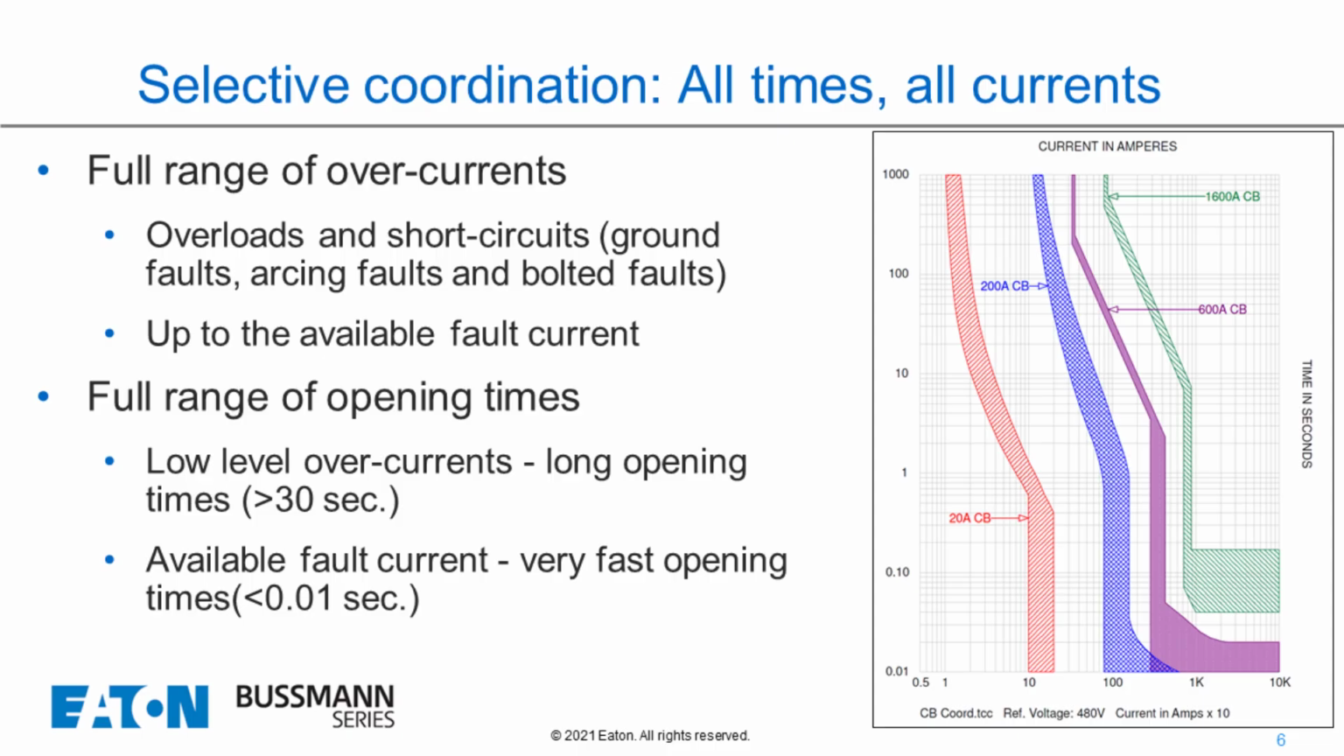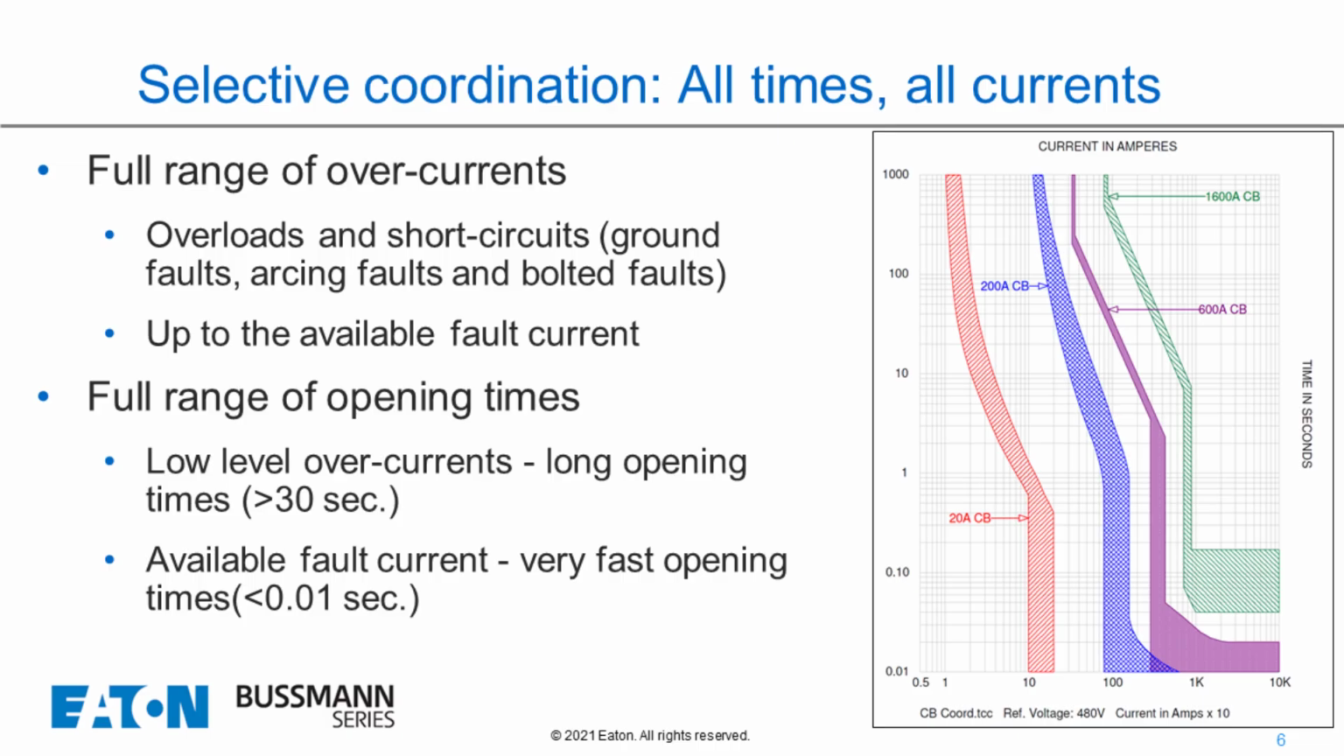It can give us all currents to a certain extent, but it doesn't really give us all times. It really only goes down to 0.01 seconds, which is just over a half a cycle. So what happens between 0 and a half a cycle? We don't know what happens there, so that's where we have to take a look at the time current curves. It stops there, and so we need to look at something further sometimes.